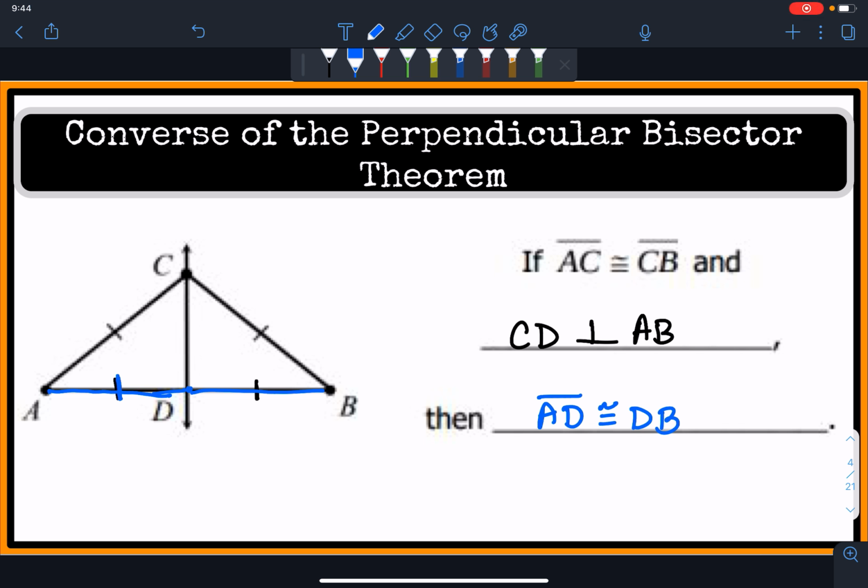Another couple of important things to recognize is that we're identifying the fact that we have an isosceles triangle. So these two angles are going to be congruent, and this angle here, ACD, is 90 degrees, just like the measurement of angle BDC is also going to be 90 degrees.